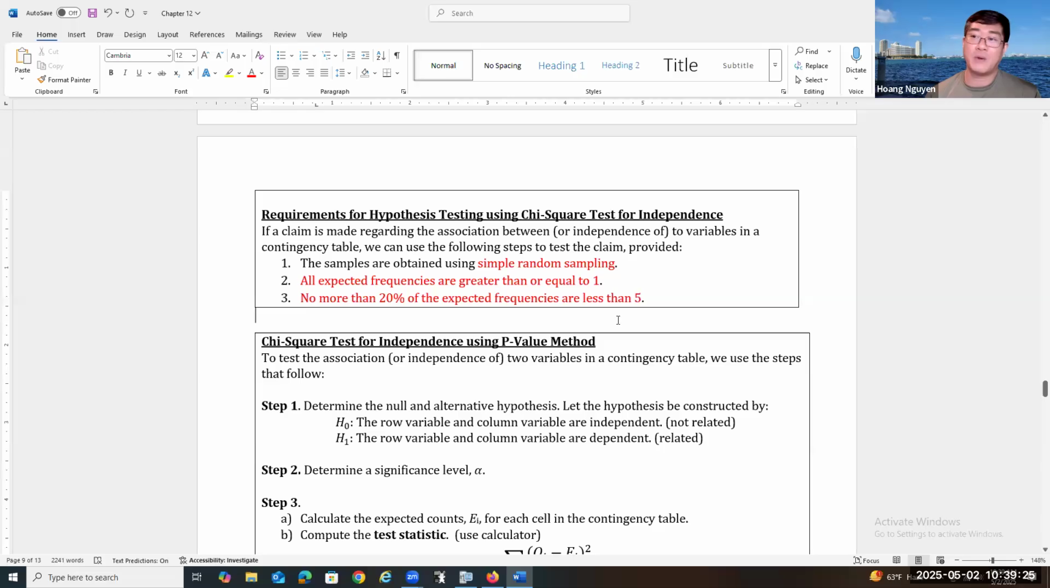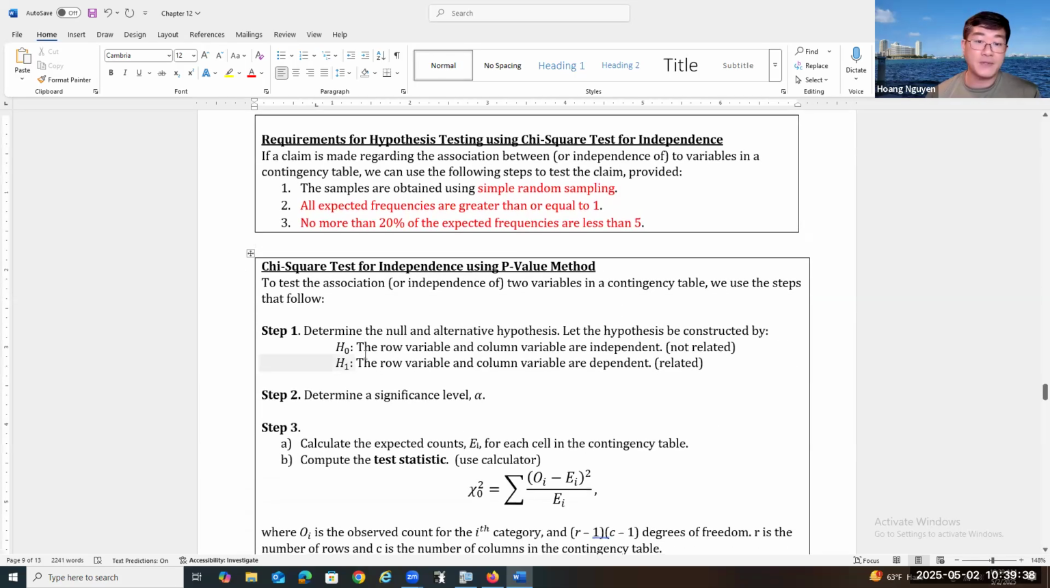After we double check the requirements, and if they are good, we can move on to the hypothesis. So now we're going to talk about step number 1: how we state the null and the alternative hypotheses for the test of independence. For the null hypothesis, we're going to say that the two variables are independent. So the row variable and the column variable are independent because this is the test for independence.